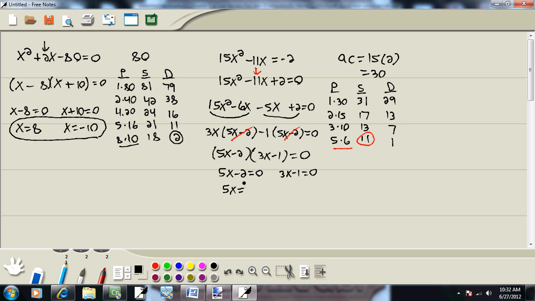Now here I'll take the negative 2 to the right side, becomes a positive 2. Divide both sides by 5, and I get x equals 2/5. On this one, take the negative 1 to the right side, becomes a positive 1. Divide both sides by 3, and we get x is equal to 1/3. And those are our answers.